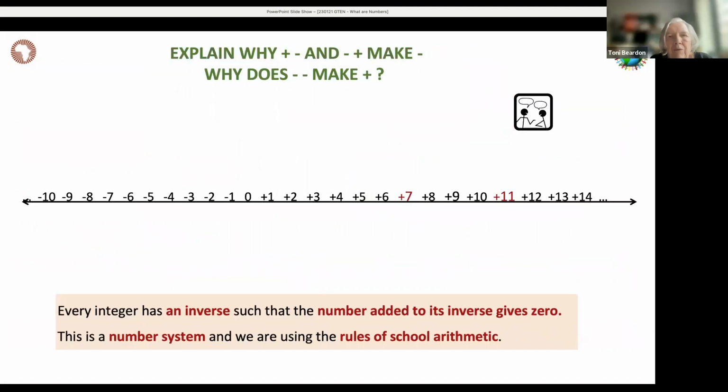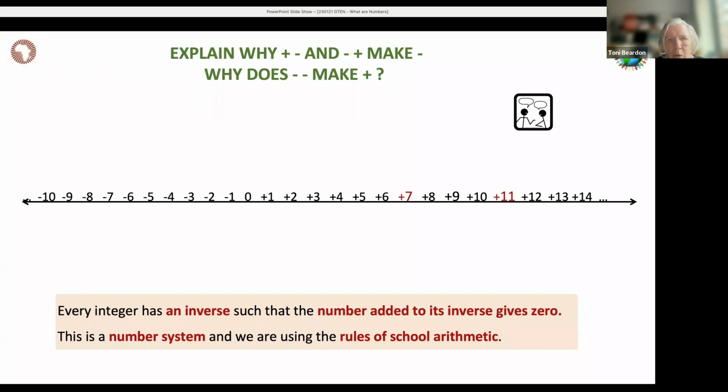Now, what we've got to bear in mind is that subtraction means adding the inverse here. So we have these rules at the top of the board, and a lot of children are taught that two minuses make a plus, and a plus and a minus make a minus. But why does that happen?